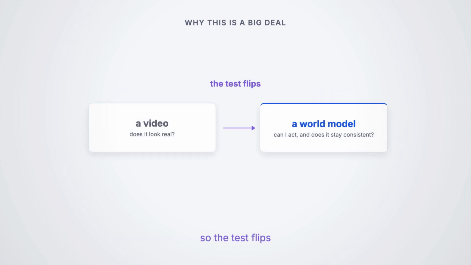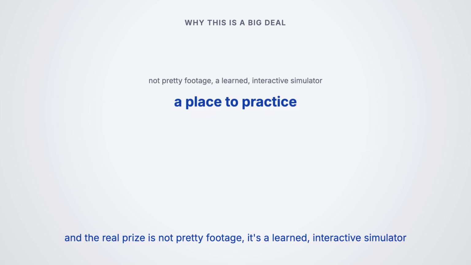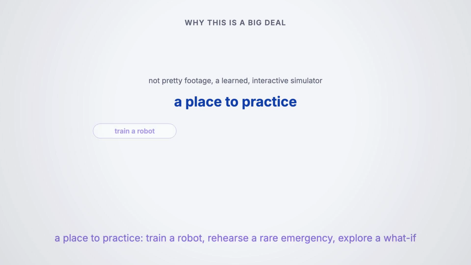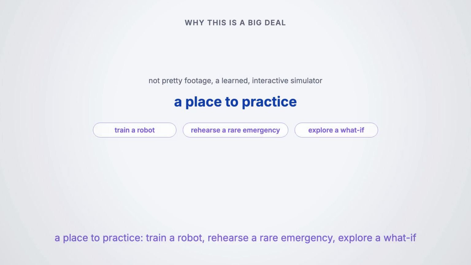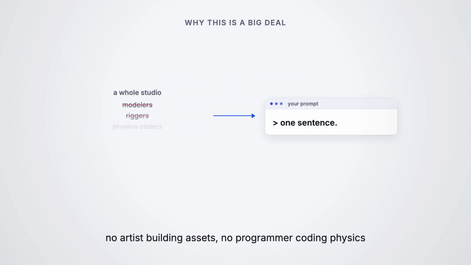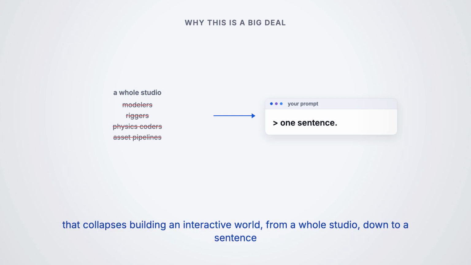The test flips. For a video, does it look real? For a world model, can I act in it, and does it stay consistent? And the real prize is not pretty footage. It is a learned, interactive simulator, a place to practice. Train a robot, rehearse a rare emergency, explore a what-if, with no artist building assets and no programmer coding physics. That collapses building an interactive world from the job of a whole studio down to a sentence.